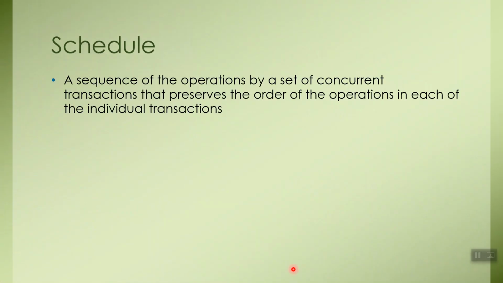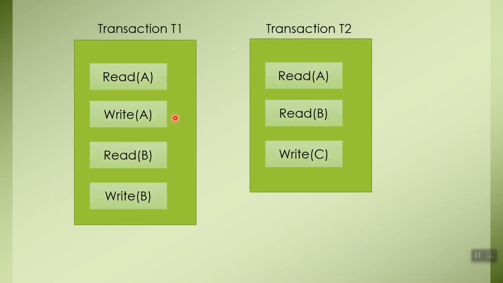A schedule is a sequence of operations by a set of concurrent transactions that preserves the order of the operations in each of the individual transactions. So this is the definition of the schedule. Now, we'll first see one example and then the definition will be more clear.